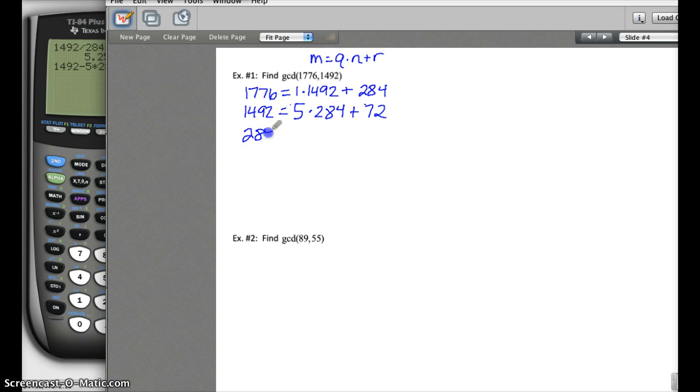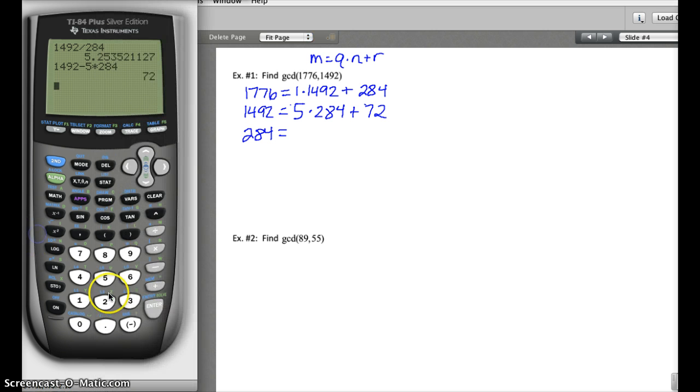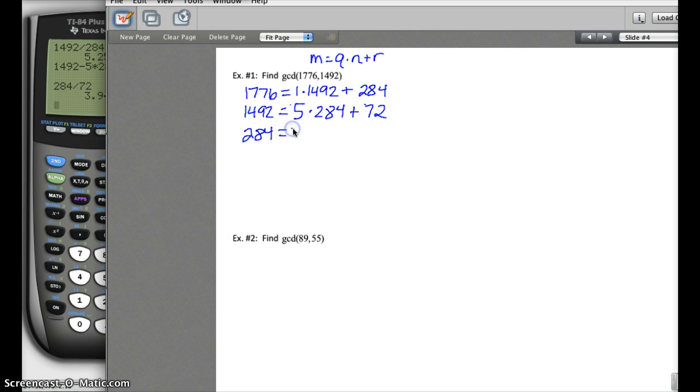Bring down the 284. We need to find out how many times 72 can go into 284. So we take 284 and divide by 72. We want to know how many whole times it goes in. It can go in 3 whole times, and so that's going to be our quotient. So we're going to have 3 times 72, and then we need the remainder. Take 284 minus 3 times 72. It's going to give you a remainder of 68. Keep going until you get a remainder of 0.